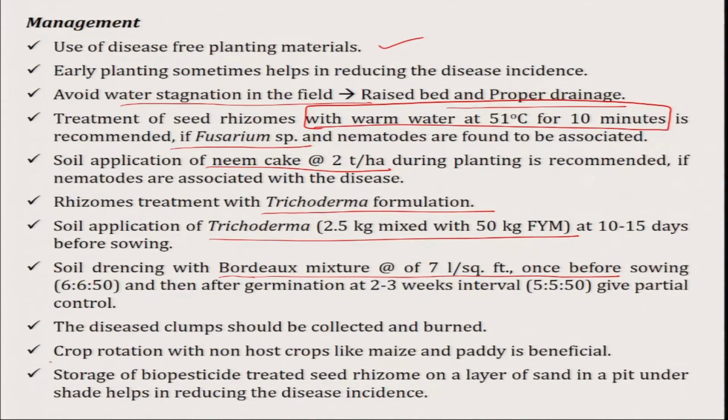Crop rotation is very important, with crops like maize and paddy. If you are only growing ginger, then probably ginger soft rot will be more. You can do crop rotation with maize and paddy. You can also do crop rotation with different types of legumes like soybean, cowpea and groundnut.